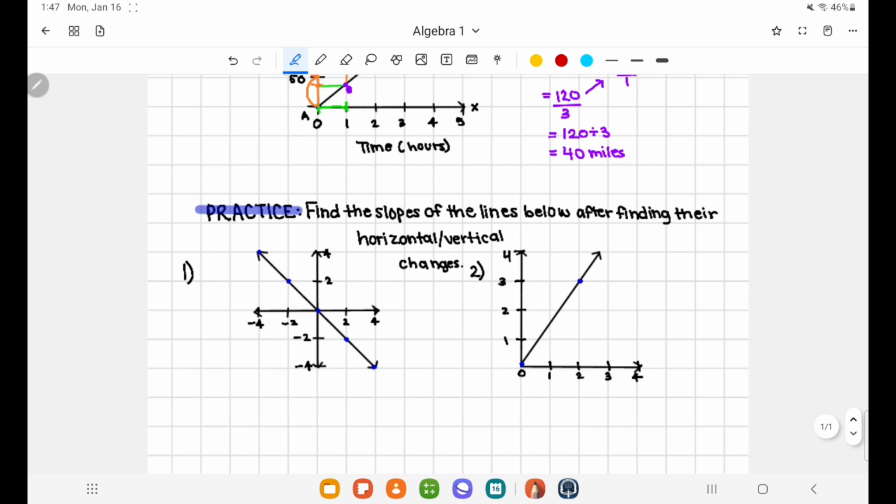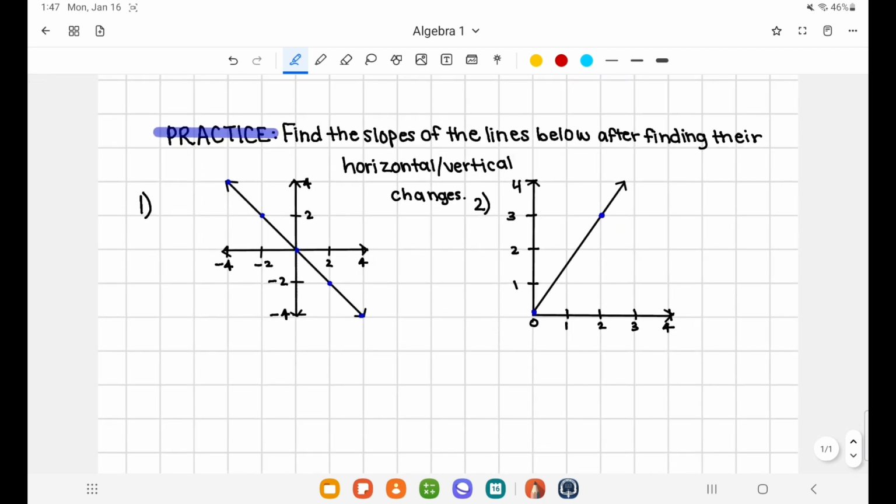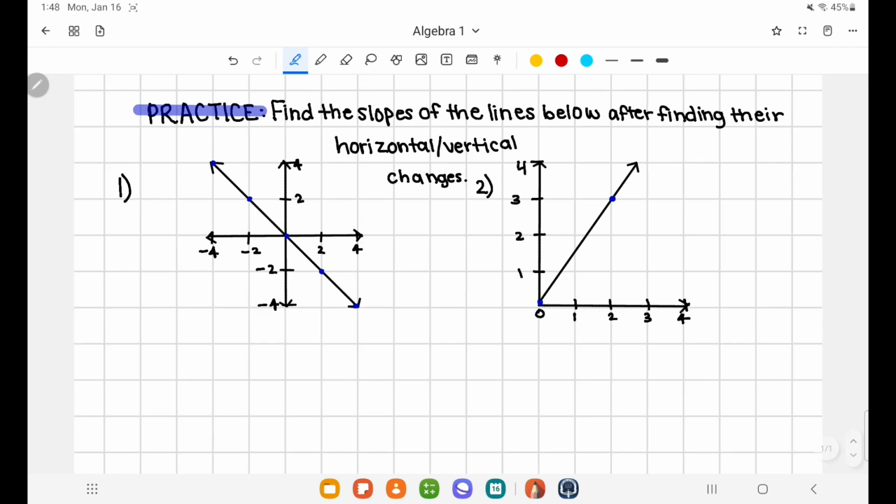And now it's time for you to practice. So for the 2 different graphs below, find the slope of the line after finding the horizontal and vertical change. So just like we did before, choose any 2 points that are given and then find the horizontal change, the vertical change, and remember that the slope is the vertical change or the rise over horizontal change or the run. Pause the video now and start the practice.